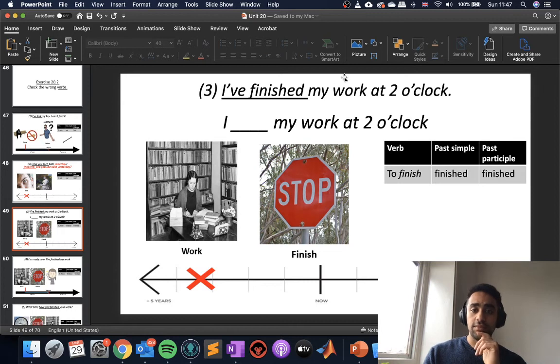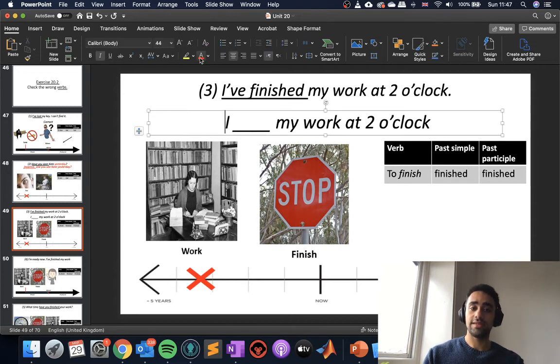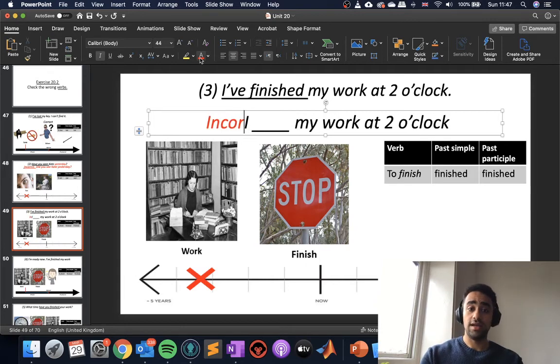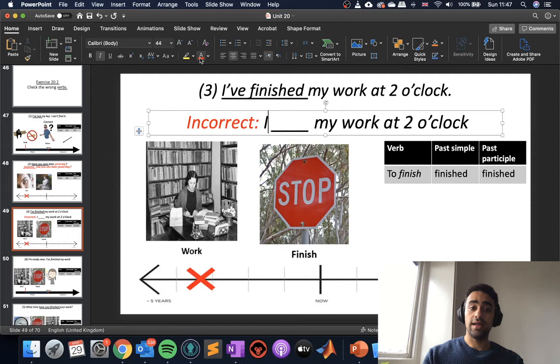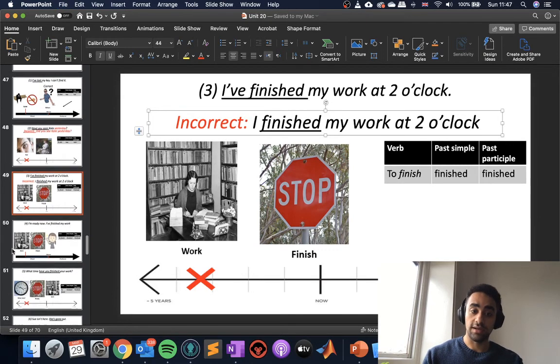I have finished my work at 2 o'clock. Again, something that ended in the past, something specific. So it was done. It's over at 2 o'clock. So I have finished is incorrect because that's present perfect and we should use past simple. The correct one will be, I finished my work at 2 o'clock.